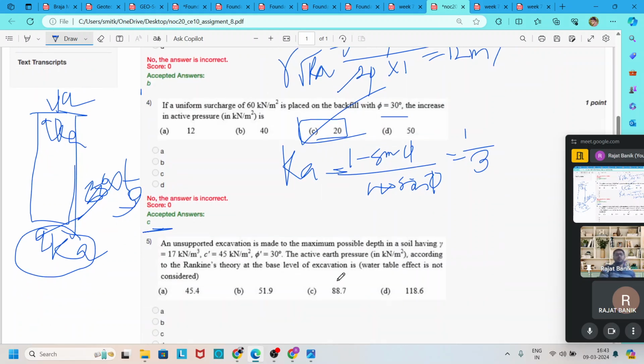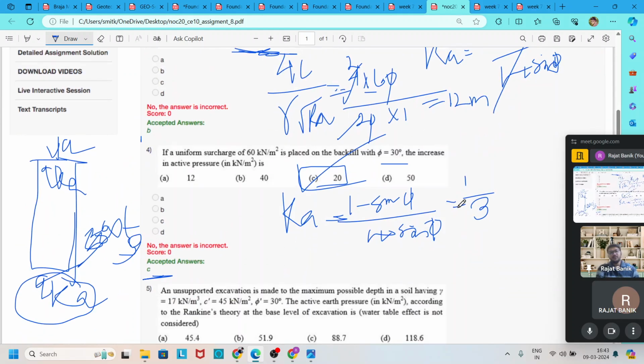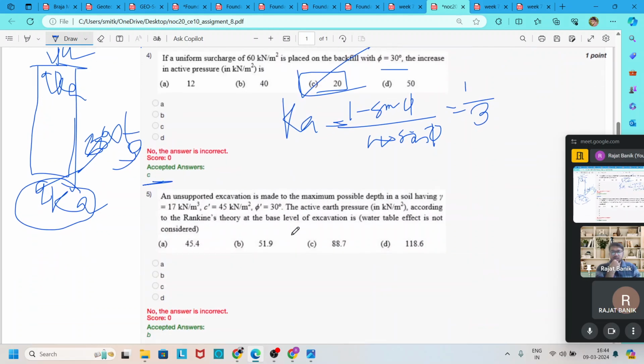I think it is fine for everyone to understand. So move on to question number 5. It is very easy to solve every question. Just a little concept or logical thinking is required to solve these questions. This assignment question is very easy. So now we try to solve question number 5.